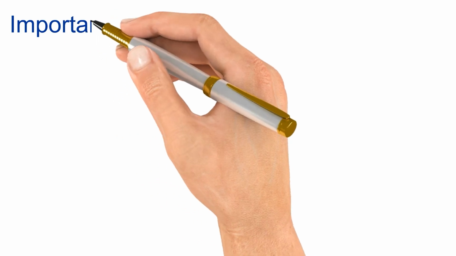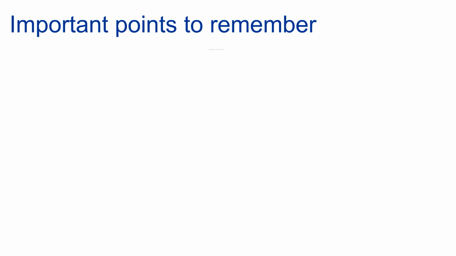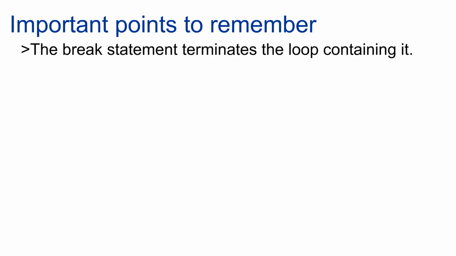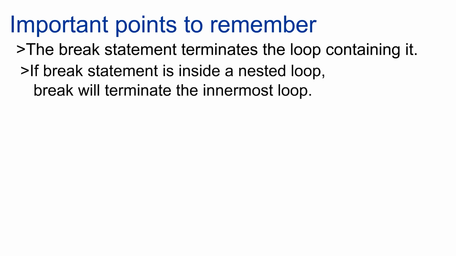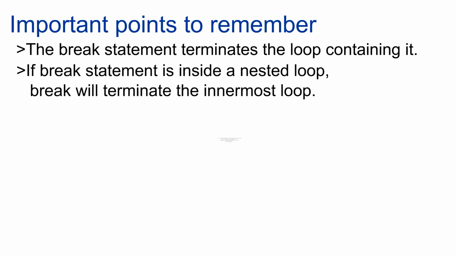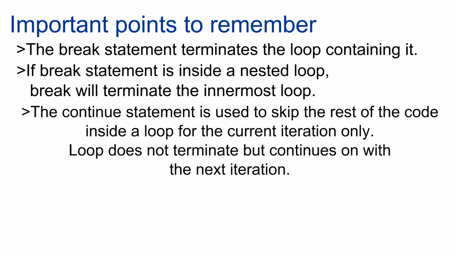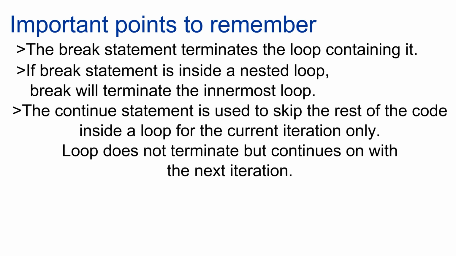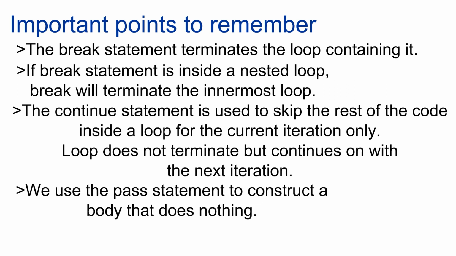Now there are some important points that need to be remembered while using jump statements. These are: the break statement terminates the loop containing it. If the break statement is inside a nested loop, break will terminate the innermost loop. The continue statement is used to skip the rest of the code inside the loop for the current iteration only. The loop does not terminate but continues with the next iteration. We use the pass statement to construct a body that does nothing. So these were all about the jump statements.